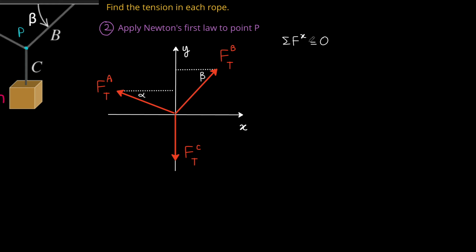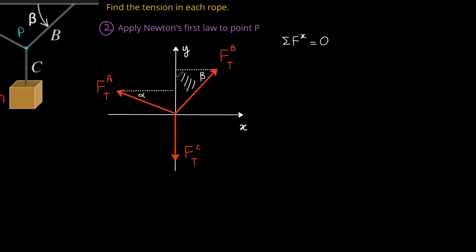On the other hand, the other 2 tension forces from ropes A and B have both x and y components. They're making an angle with x and y axes. So we need to figure out the x components of these forces for this equation. And keep in mind that the right word is the positive x direction and the left word is the negative x direction. So let's start with tension force in rope B.